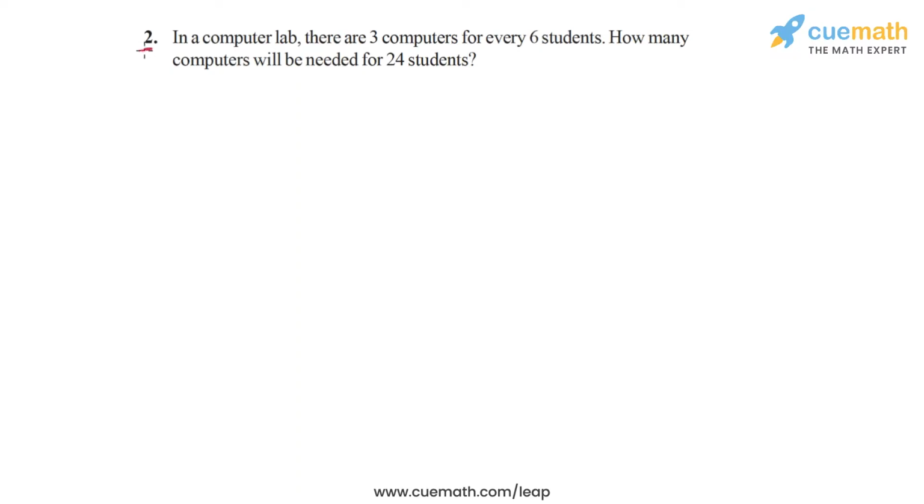In question 2 of this exercise, the problem statement says, in a computer lab, there are 3 computers for every 6 students. How many computers will be needed for 24 students? So there are 3 computers for every 6 students, and we have to find how many computers will be needed for 24 students. This is actually a very simple problem, and we can do this in a couple of different ways. Let me first show you how to solve this problem using the unitary method.